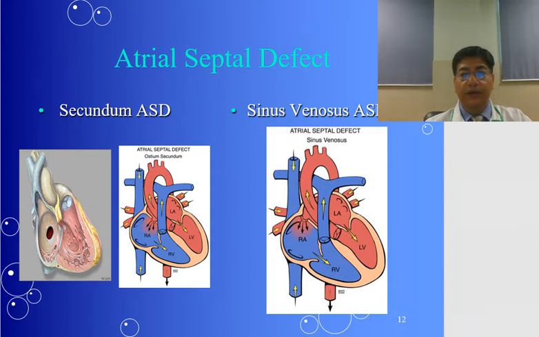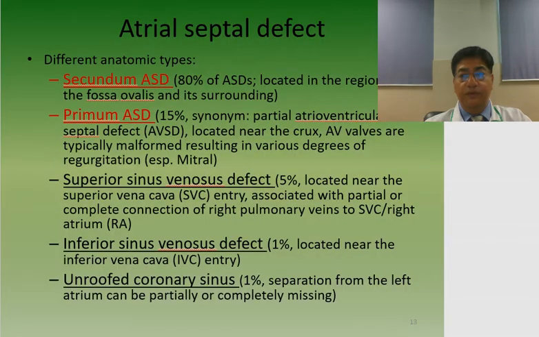So atrial septal defect, as I told you, the commonest one is the secundum defect, which is present at the site of foramen ovale, and it can happen at the site of sinus venosus or at the level of the ventricular septum and the pulmonary, the mitral and tricuspid valve area, which is called atrial septum primum defect.